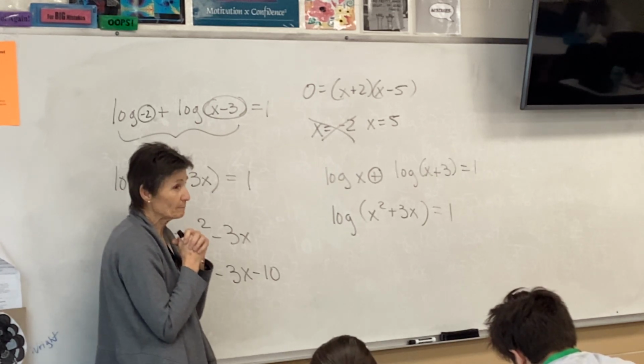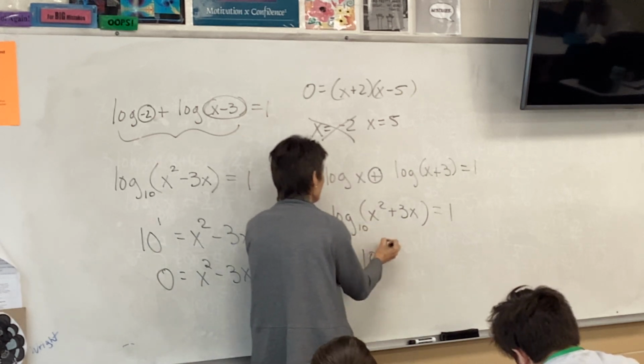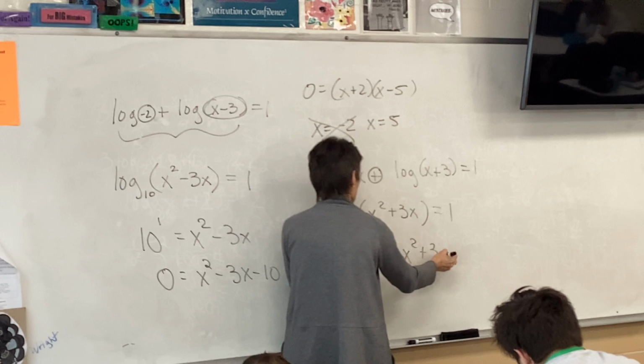Now can we log roll it? So 10 to the first equals x squared plus 3x.